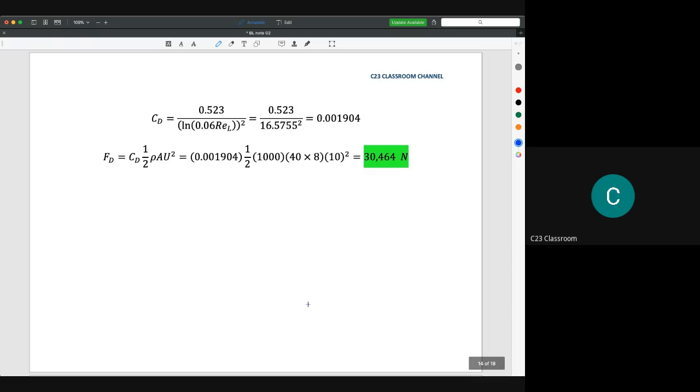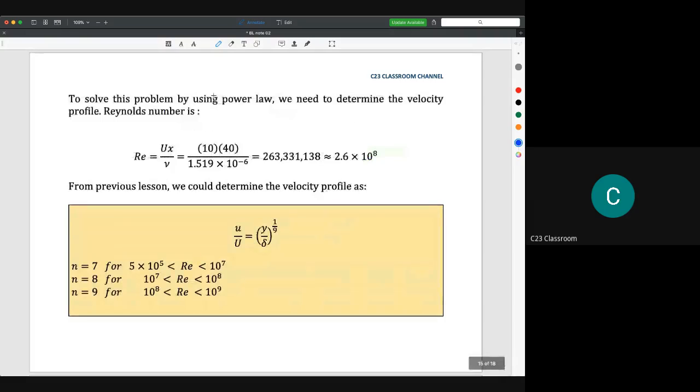And then we could calculate the drag force by using this equation: FD is equal to CD times 1/2 rho A U square. Before that, we need to calculate the value of CD, and the value of CD according to the empirical method can be calculated by using this equation. We substitute all the values, and we get around 0.001904, and then FD is equal to 30,464 newtons. Okay, so that is the answer that we calculated using the empirical method.